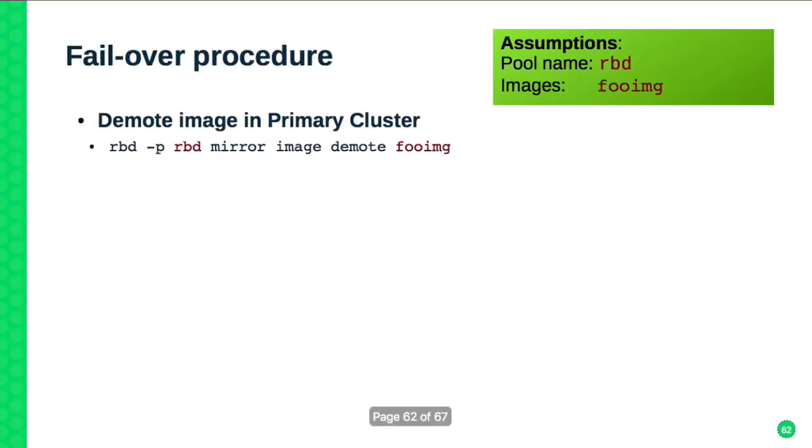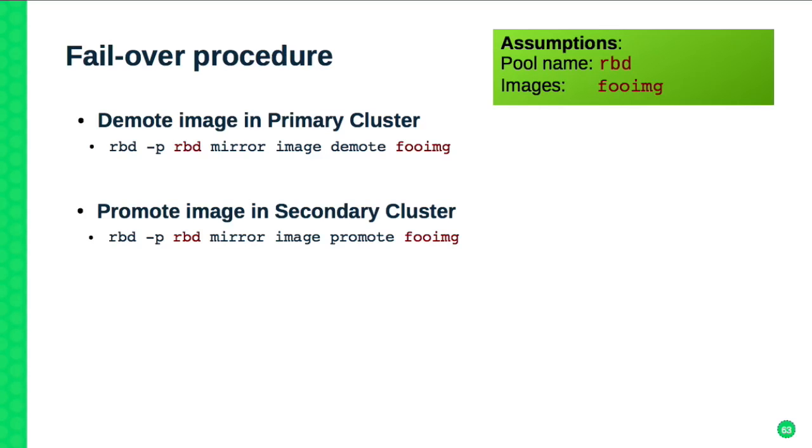So for the failover procedure, the commands are also very simple. At the primary cluster, we just tell that we want to demote that image. Okay, so at the primary cluster, the image is the primary image, and we say no, I don't want that anymore. I want to demote it. If there is any daemon fetching journal events from this image, it will stop immediately. And then I can go to the secondary cluster and say, I want to promote this image, which was a mirror, to be the primary.